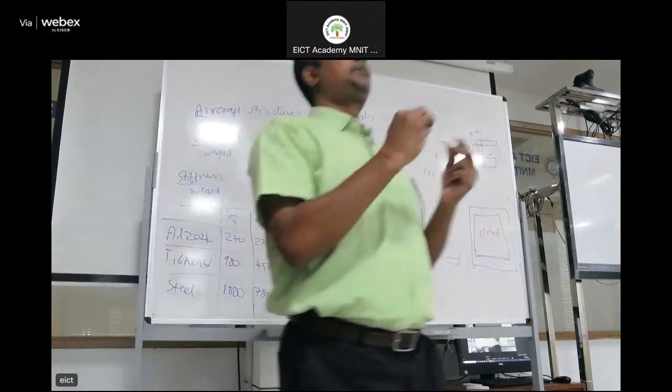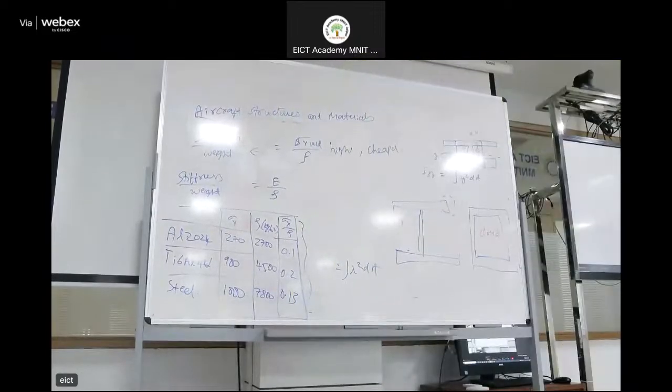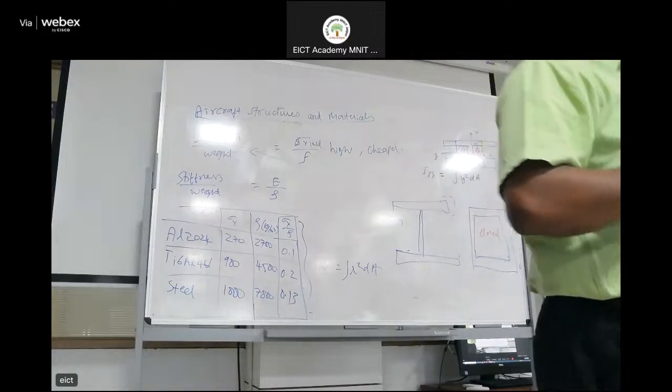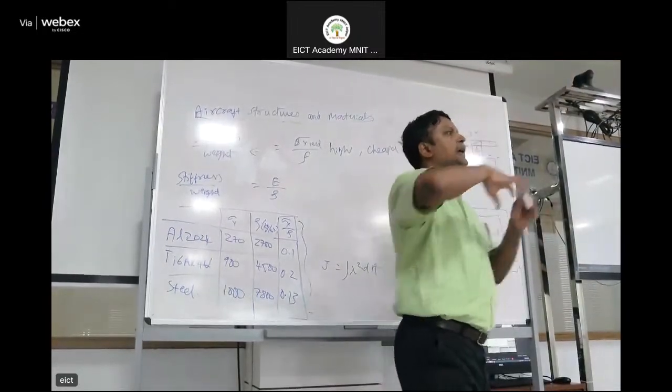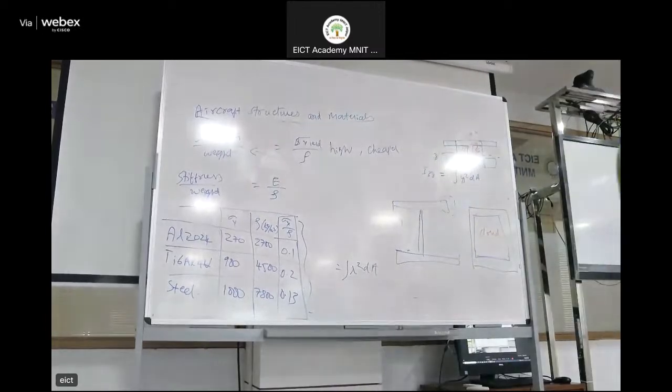Again, it's advantageous to move material as far away from the central axis as possible. Put the other way, material very close to the center is not giving too much moment of inertia. So what we do is we use hollow sections. We always use hollow, thin walled sections, because I want to move all the material as far away as possible.